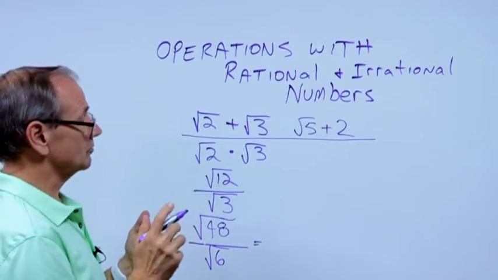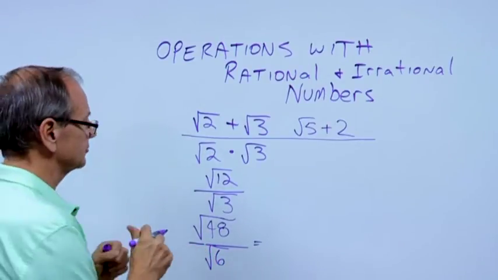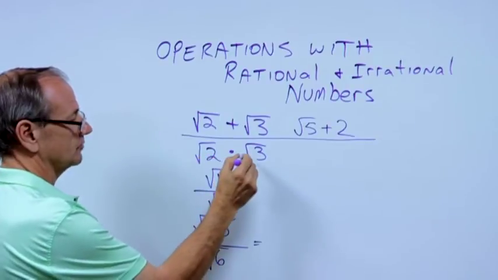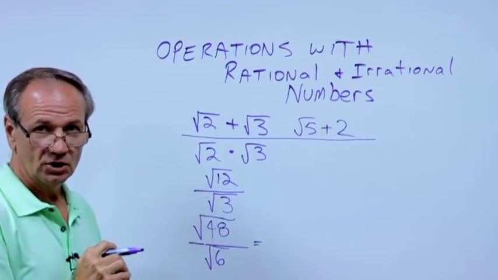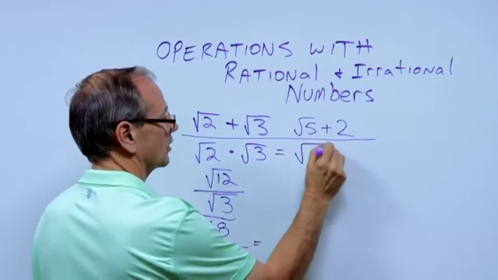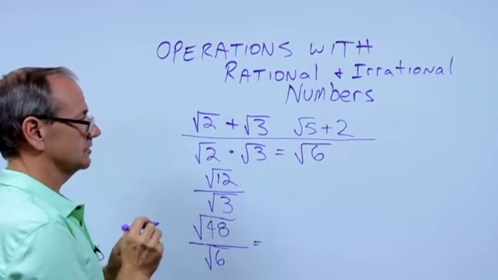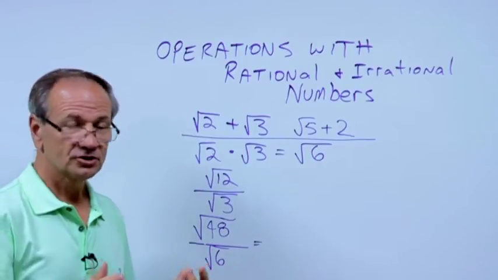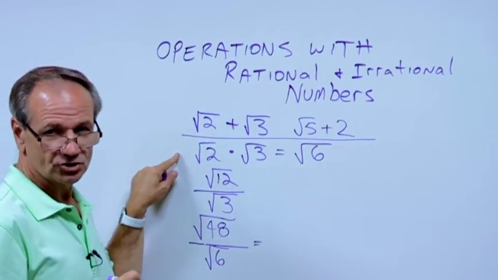Now what we're going to do is look at multiplication. This is where it gets a little different. If I take the square root of 2 times the square root of 3, what I'm actually doing is multiplying the numbers, and I get the square root of 6. Well, the square root of 6 is still irrational, so this one is irrational.